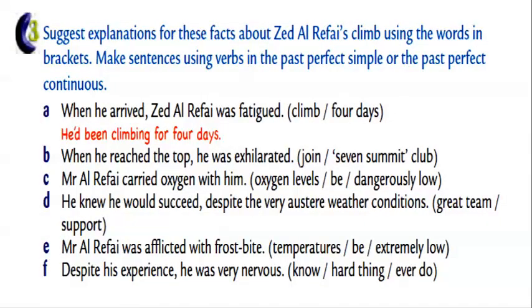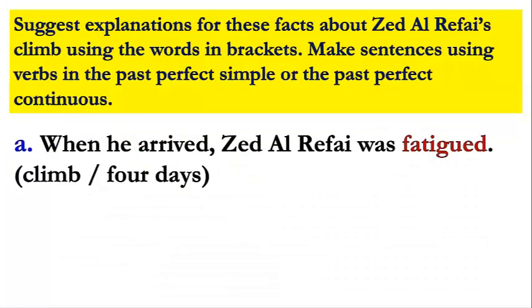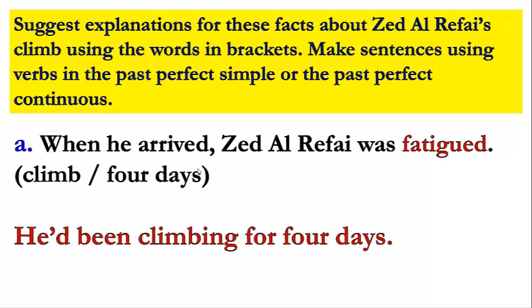Exercise 3 suggests explanations for these facts about the climber's climb using the words in brackets. Make sentences using verbs in the past perfect simple or the past perfect continuous. Now let's check the answers for this question. Sentence A, when he arrived, he was fatigued. Here I'm going to make sentences using climb and 4 days. Like this. He had been climbing for 4 days.